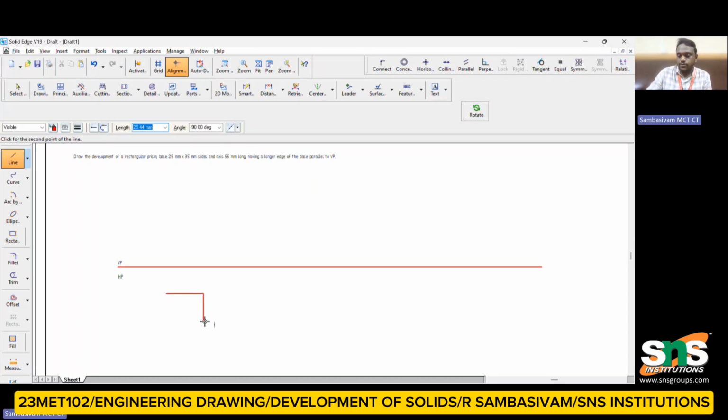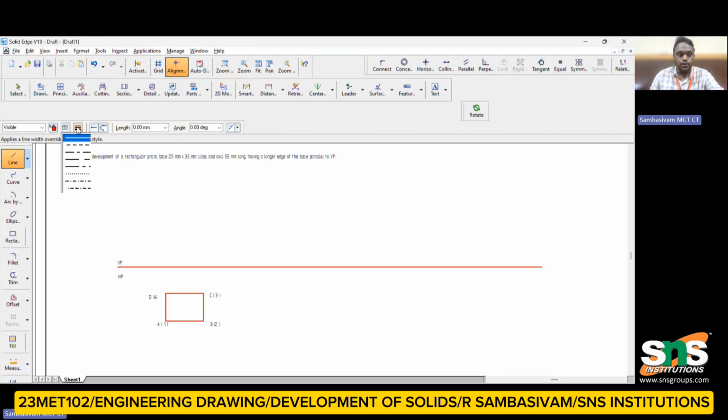Then the other side is 25 mm. From here I have to draw 35 mm and close it. This is how the prism looks. This will be A, in bracket 1, because the backside we cannot see. That will be 1, and this is B, in bracket 2, and this one is C, in bracket 3, and this one is D, in bracket 4. When I look from the top view, this will be the top view.